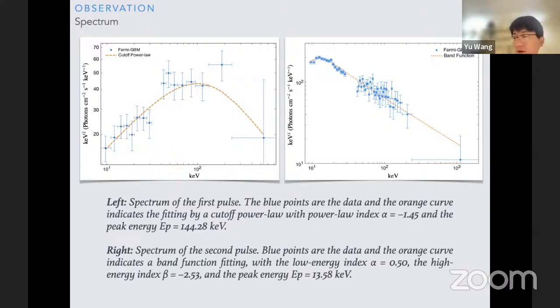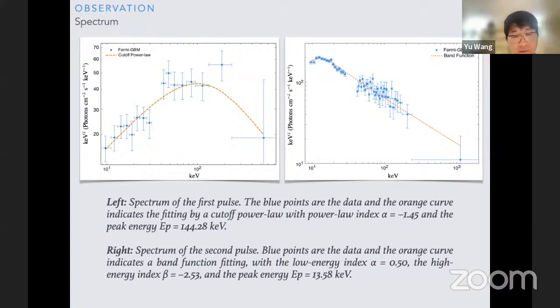The second pulse is best fitted by a Band function, a very strange Band function. You see it has a bump around 10 keV. This Band function gives a very low peak energy at 13.58 keV. This almost touches the lower edge of the Fermi GBM energy band. And because of the small amount of data lower than this Ep, lower than 13 keV, the low-energy index is not well constrained. In fact, here I wrote 0.5. Actually, it's 0.5 plus or minus 1, so it's not constrained. But the high-energy index beta equals minus 1.53. This is a typical value.